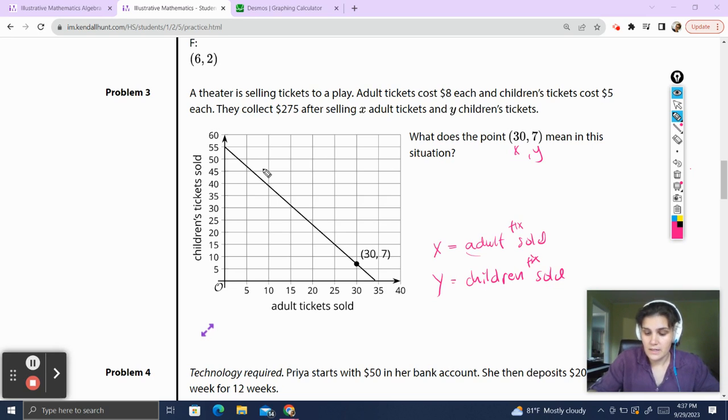So if you ever have a question like this, just define your X's and define your Y's, and that will easily help you figure out what your point means. It's your X, comma, your Y. Let's go on to the next question.